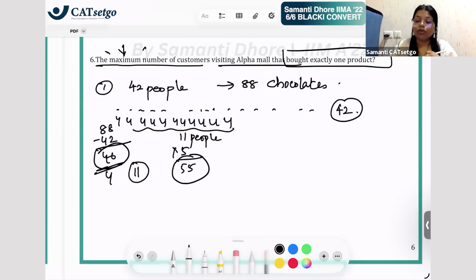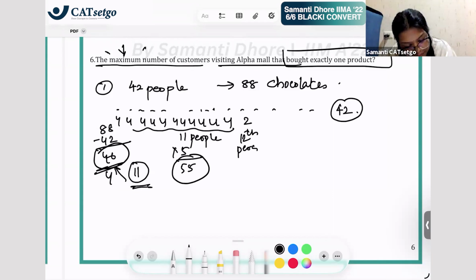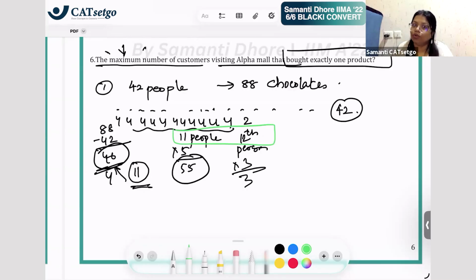Now the whole point is, this 11 is done, but then only 44 chocolates got distributed. Out of this 46, 2 are still remaining. So one more person, this 12th person, I'll have to give these 2 chocolates, so that this person has 3 chocolates overall. So it means there are a total of 12 people who I had to give more than 1 chocolate.